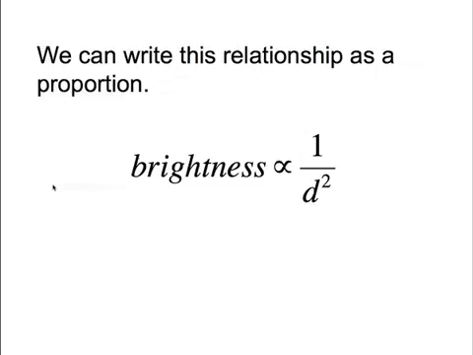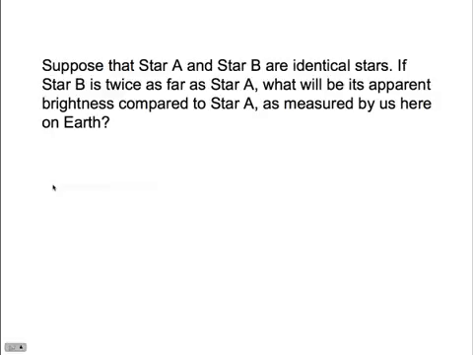Suppose that star A and star B are identical stars. If star B is twice as far as star A, what will be its apparent brightness compared to star A, as measured by us here on Earth? In other words, take two identical stars and one is 2 times further than the other. What will be the brightness of the further star compared to the closer star? Well, first of all, it'll be dimmer.